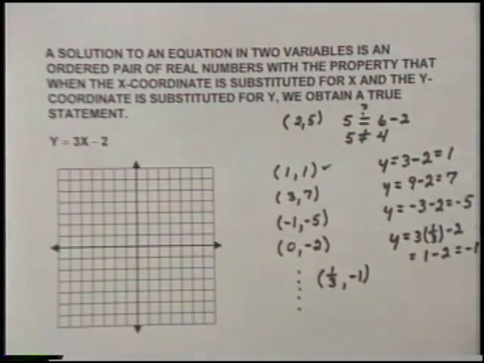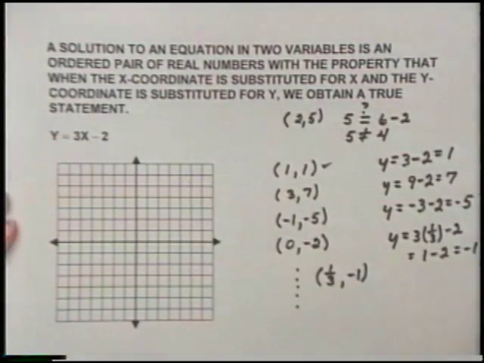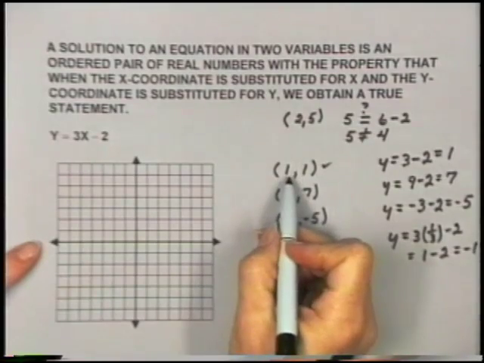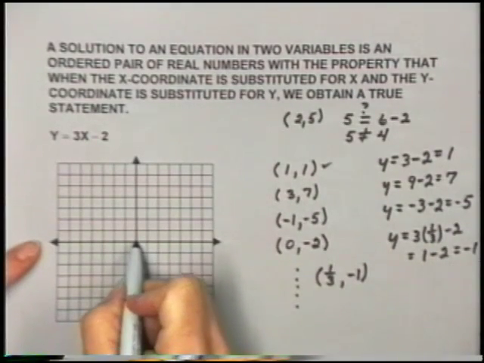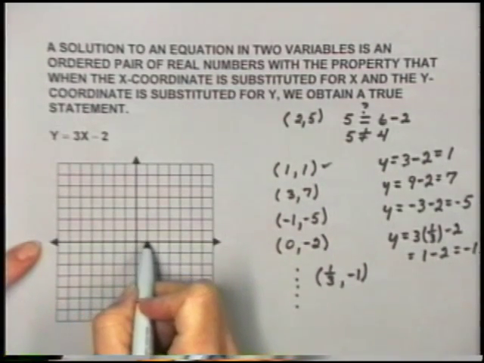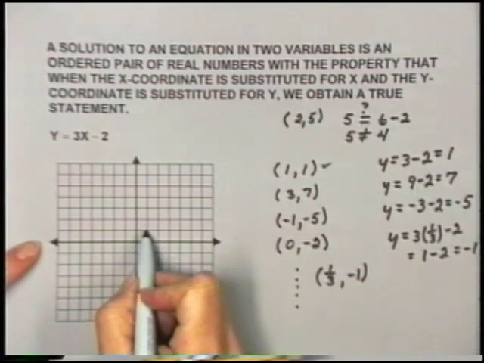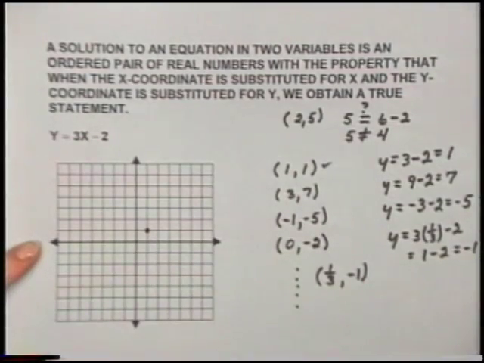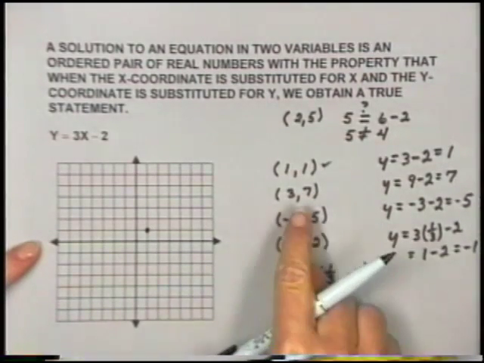What we're going to do now is to plot or graph these ordered pairs on this Cartesian coordinate system that we see here. So for this first ordered pair, starting at the origin, my x-coordinate is 1, which is positive. I'm going to the right. My y-coordinate is 1, which is positive, so I'm going to go up. And I'm just going to put a dot for that point (1, 1).